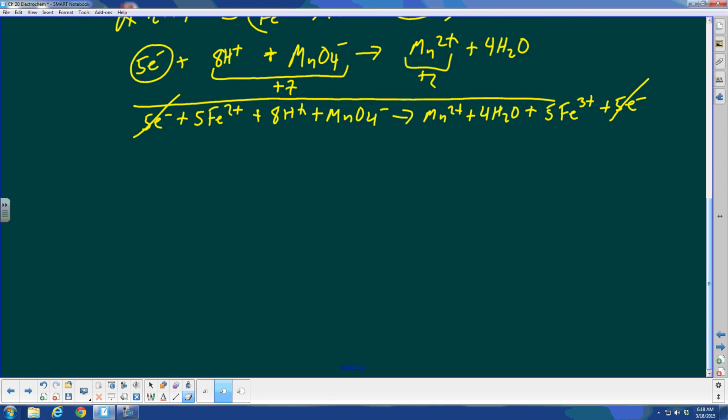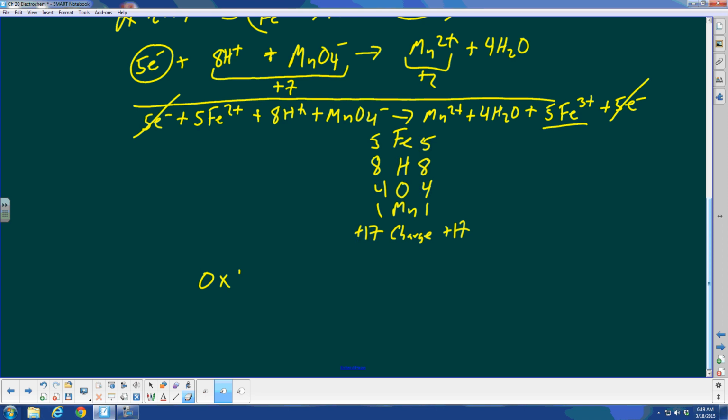Just in case, let's check our atoms. I've got 5 irons, and I have 5 irons. I have how many hydrogens? 8 hydrogens and 8 hydrogens, oxygens, 4 oxygens and 4 oxygens, and manganeses, 1 and 1. In terms of my charge, what do I have? 5 times 2 is 10 plus 8 is 18, so it looks like I have a plus 17 on this side. Oh, that can't be right, can it? Well, let's find out. I have 5 times 3 is 15 plus 2. Look at that. Charge of plus 17. Woohoo! Good. Now, let's go back.